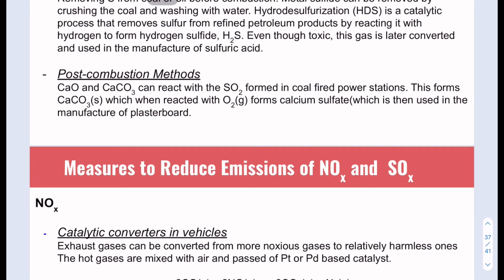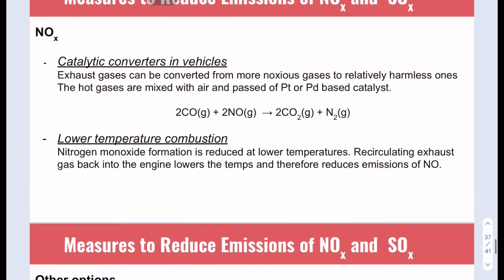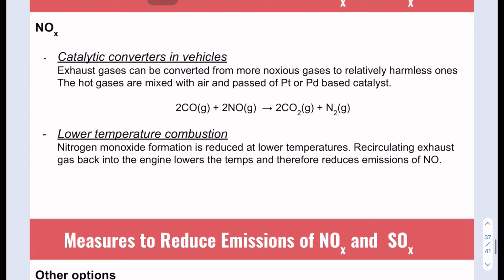It can be reacted with calcium carbonate or calcium oxide, and this will result in the formation of calcium sulfate, which is then used for something else, like forming plasterboards. Okay, remember we said calcium sulfate is a little bit more soluble than calcium carbonate, so this can be formed as well. How about nitrogen? How can we deal with nitrogen oxides?